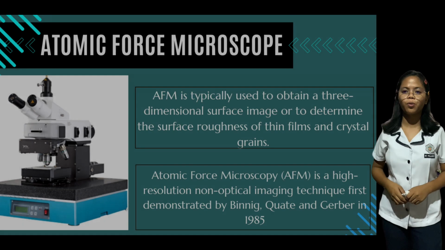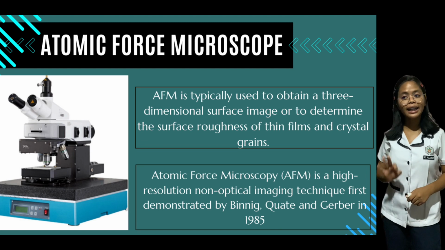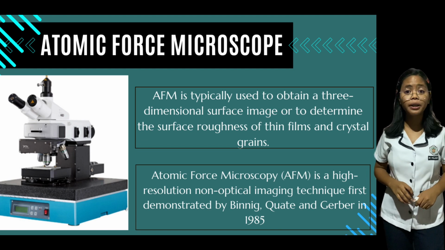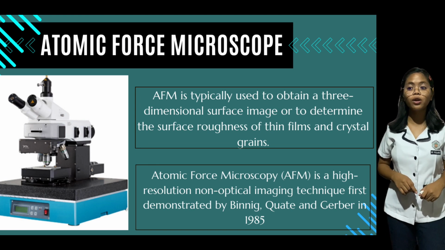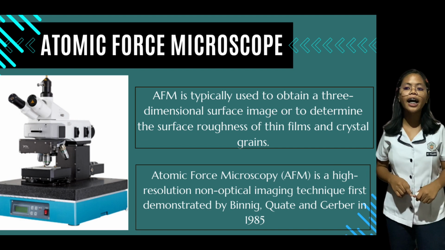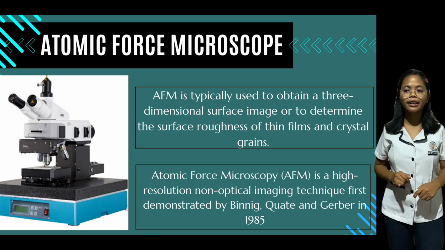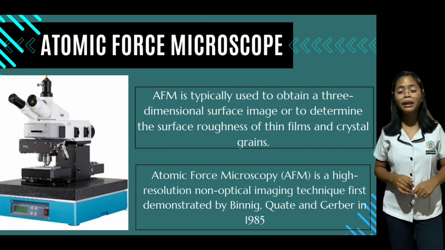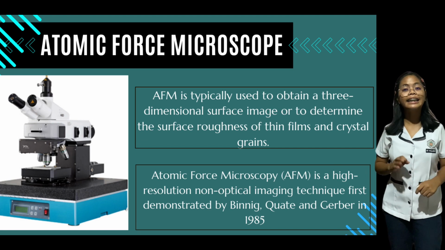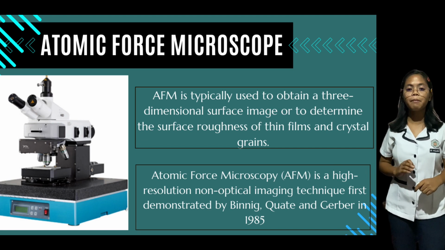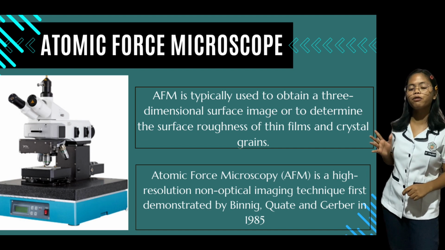The second microscope is atomic force microscope. AFM is typically used to obtain three-dimensional surface image or to determine the surface roughness and thin films and crystal grains. Atomic force microscopy or AFM is a high-resolution non-optical imaging technique first demonstrated by Binnig, Quate, and Gerber in 1985. Meaning, atomic force microscope is a powerful tool used to create detailed 3D or three-dimensional image surfaces at atomic level. Ito yung example ng atomic force microscope.